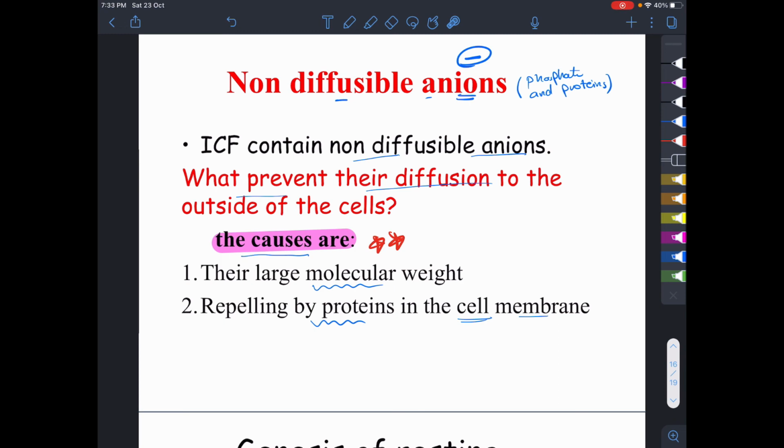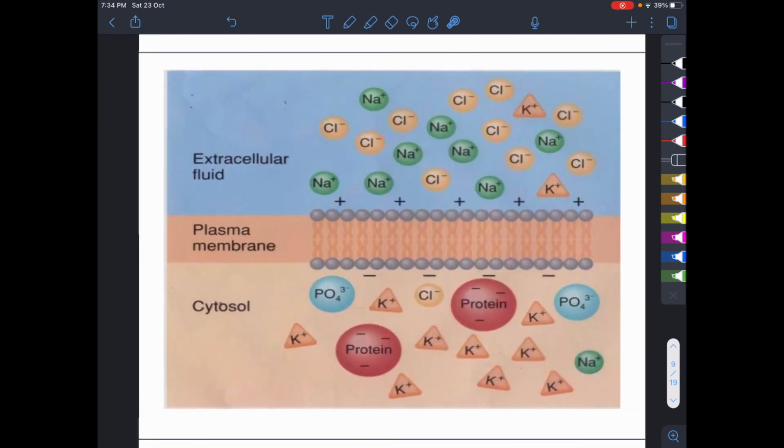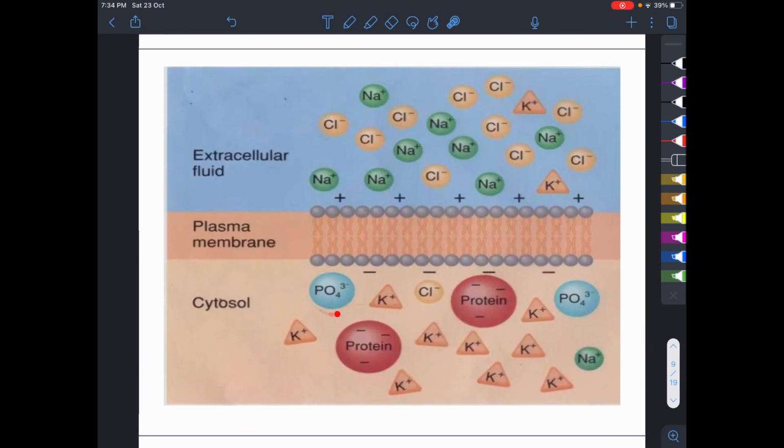Let's talk about non-diffusible anions. The ICF contains the non-diffusible anions. Inside the cell we have the proteins, the phosphate and the sulfates. They cannot pass through the cell membrane due to 2 things, which I told you twice is very important. Why can't non-diffusible anions leave the cell? Because they have a large molecular weight and are repelled by proteins in the cell membrane. Let's go back and look here.